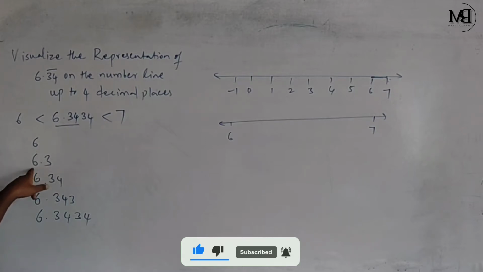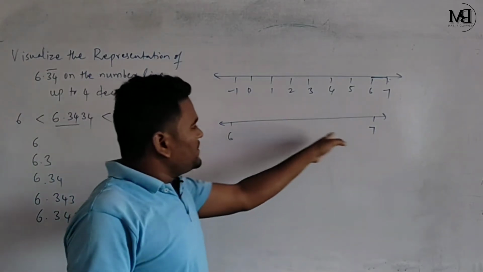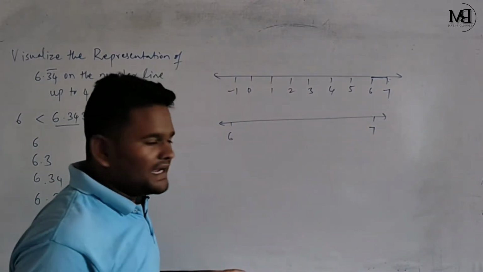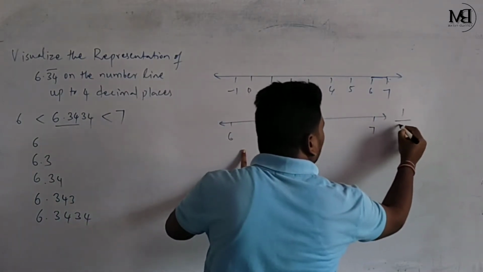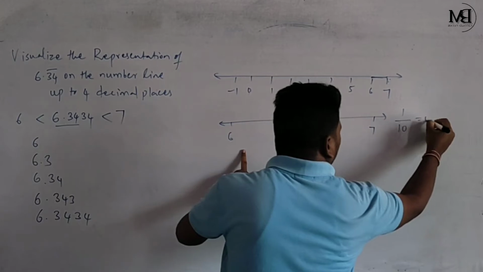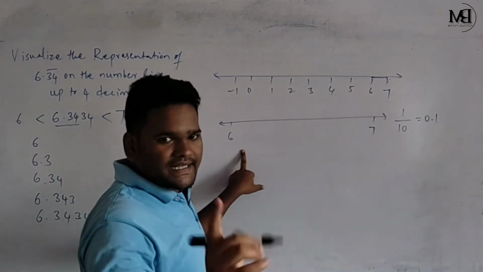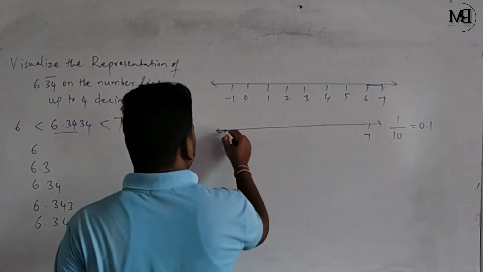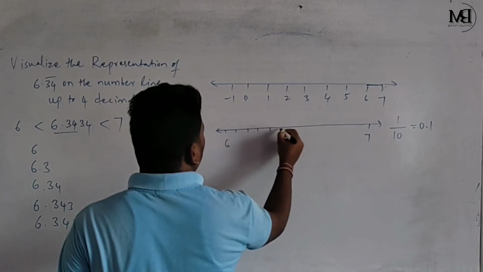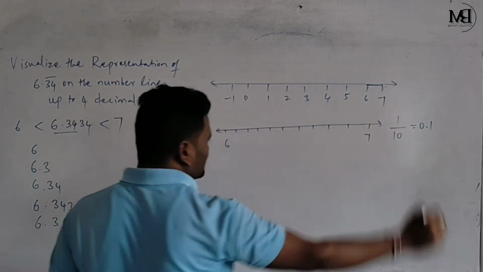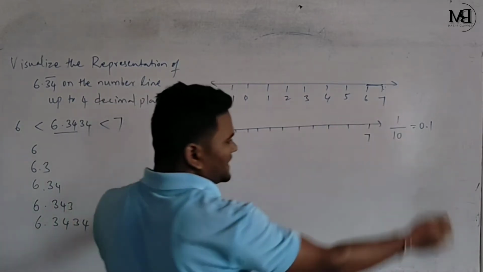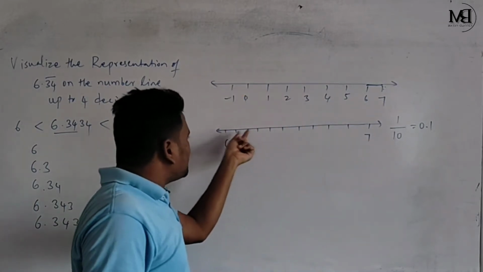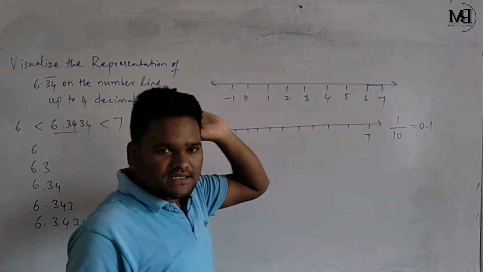Now I should get the location of 6.3, so this 1 unit I must divide into 10 parts. Each part will be 0.1. Let me first divide this unit into 10 parts. Okay. 1, 2, 3, 4, 5, 6, 7, 8, 9. Now I have divided this 1 unit into 10 parts. Each part is 0.1.